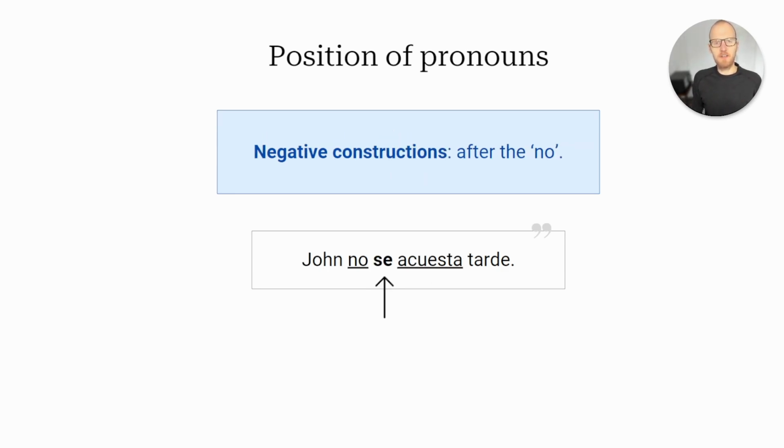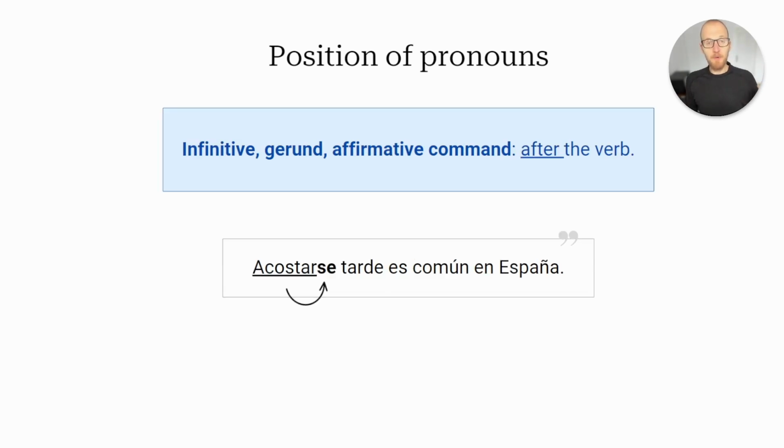With negative constructions, we need to be careful. You place it after the no. So John no se acuesta tarde. John does not go to bed late. No se acuesta tarde. Yo no me acuesto tarde. So you place the reflexive pronoun between the no and the verb. And there are only 3 scenarios in which the pronoun goes after the verb and attached to it.